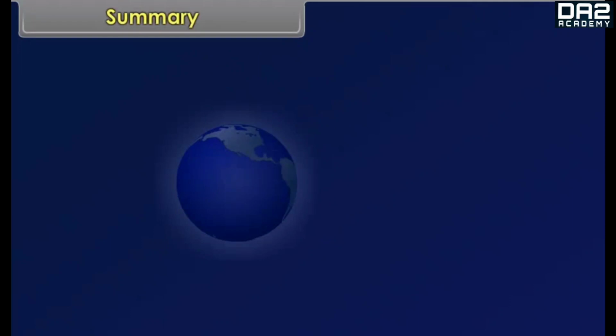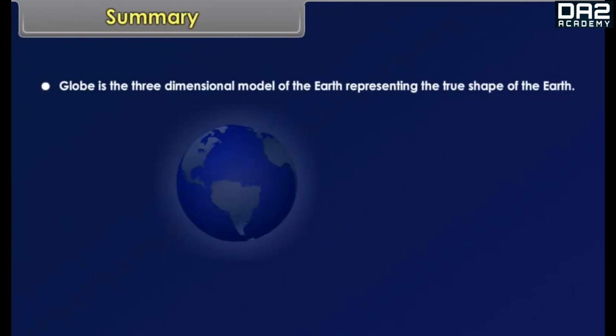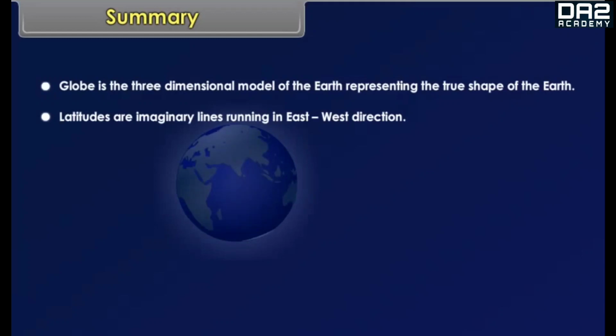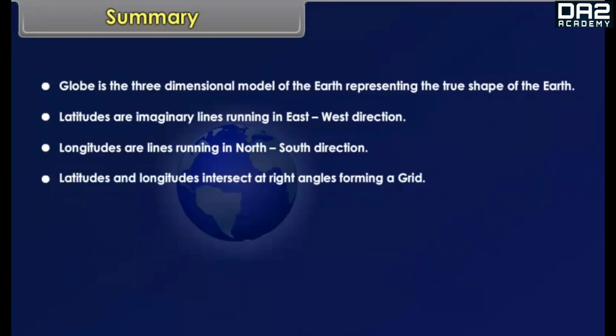Summary. Globe is the three-dimensional model of the Earth, representing the true shape of the Earth. Latitudes are imaginary lines running in east-west direction. Longitudes are lines running in north-south direction. Latitudes and longitudes intersect at right angles, forming a grid.